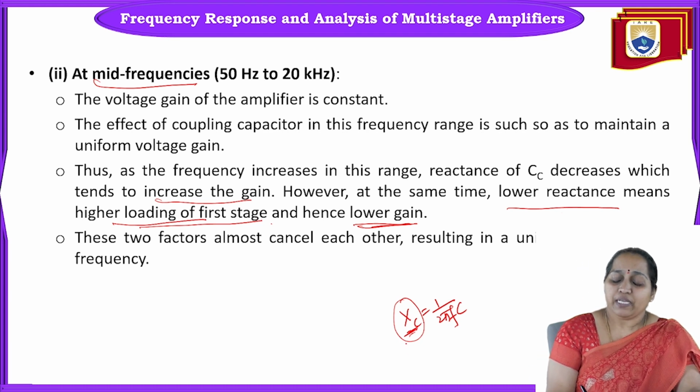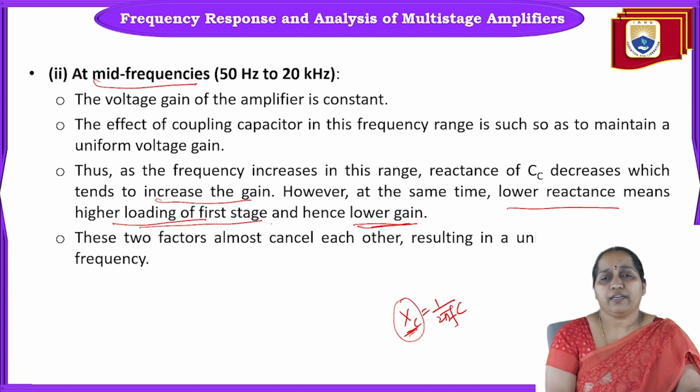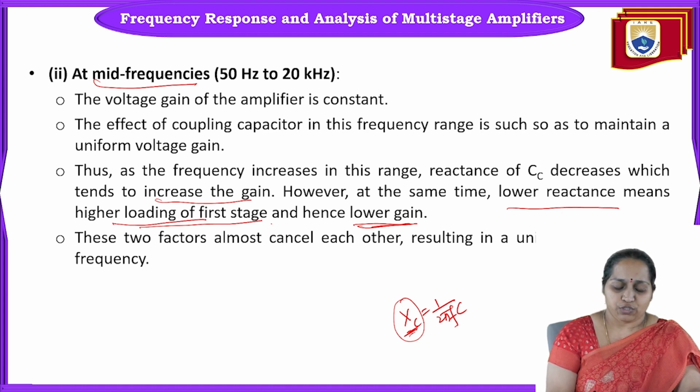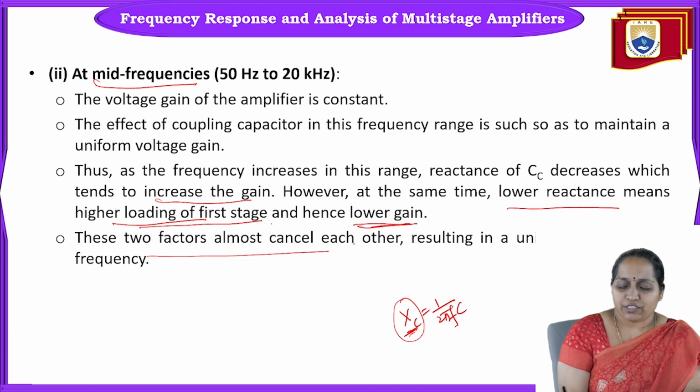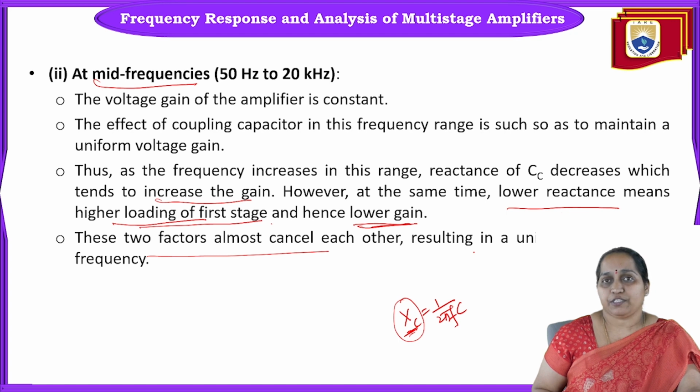At the same time, since the reactance of the coupling capacitor is low, it is indirectly offering higher load to the input stage, that is the first stage. So again, when you are providing more load to the first stage, it is indirectly understood that the gain is being reduced. So there are two factors. Because of one factor, the gain is increased, and because of the other factor, the gain is reduced. So these two factors cancel each other, and finally they will provide a uniform gain at mid frequency. Okay, we'll be having a uniform gain at the mid frequency.